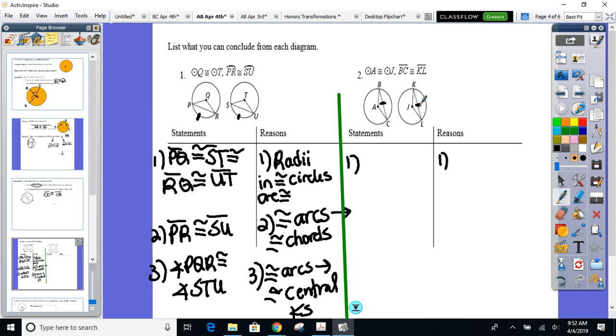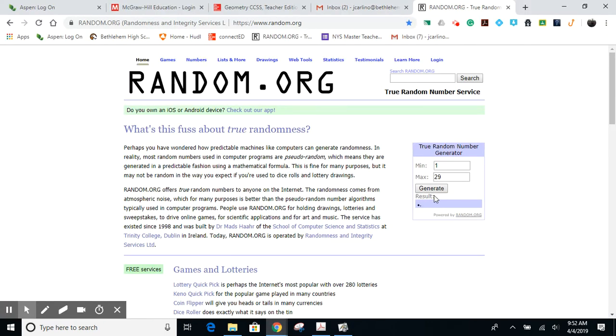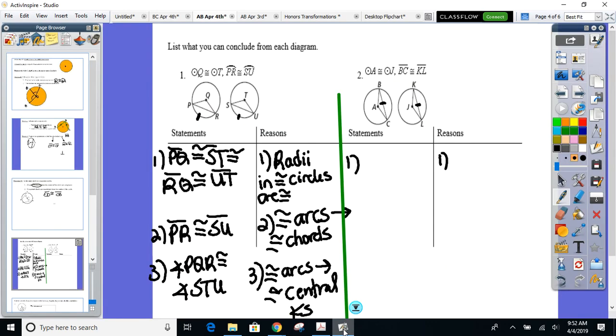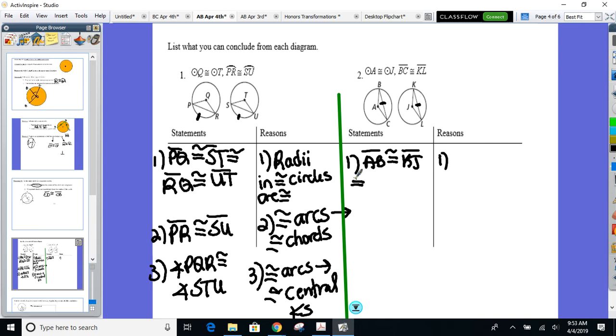If you know that, then I appreciate the volunteerism, but I got to hear from 28. Nope, maybe tomorrow. 26. Anything. AB congruent to, say that again, KJ. I'm going to keep it going here, Jack. Which is congruent to AC, which is congruent to JL.